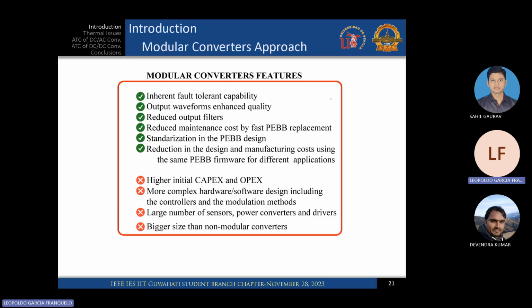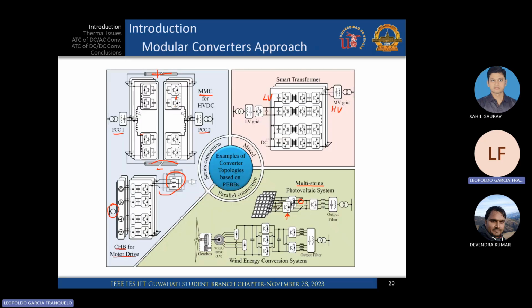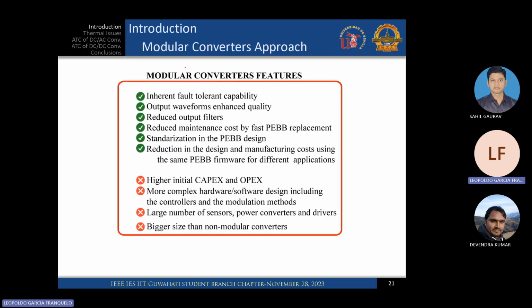What are the main features, advantages and disadvantages, pros and cons? First, of course, there is an inherent fault tolerant capability. If one of these modules fails, we have a lot of other modules in series that can continue working. So we can consider it an inherent fault tolerant capability. The output waveform has enhanced quality. As a consequence, the output filter cost is cheaper.